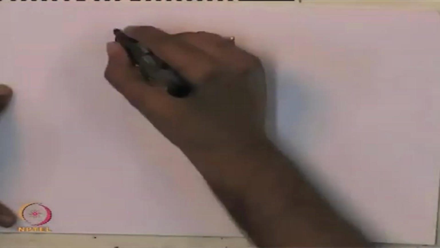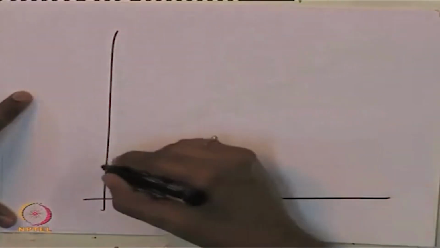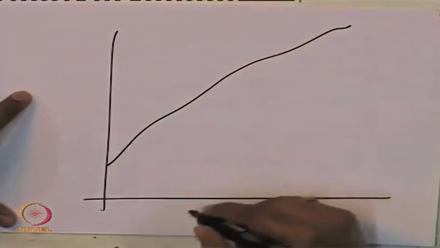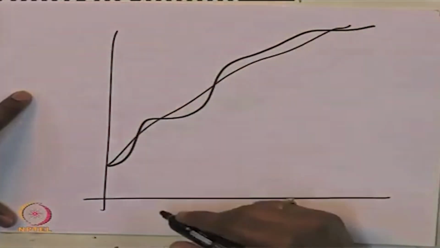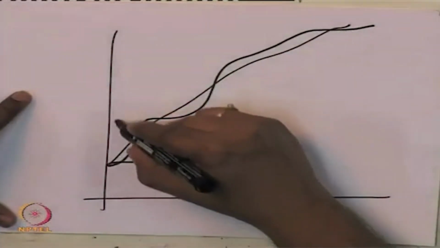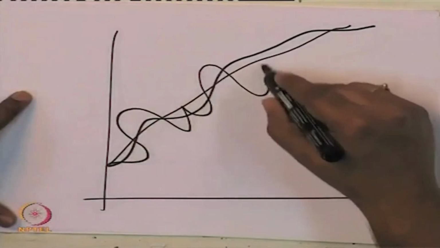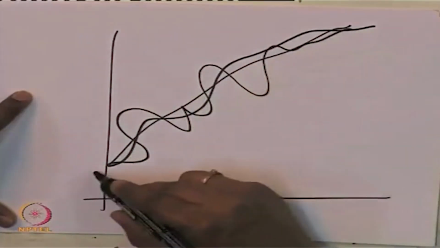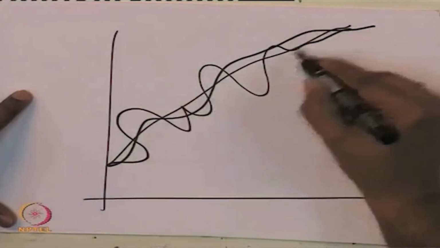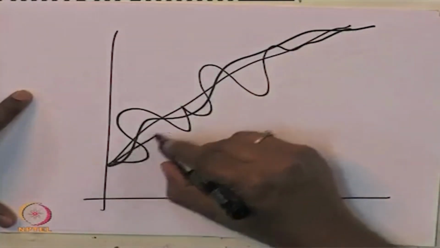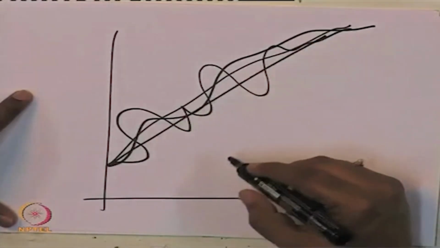You can think of doing many experiments. Let us say one experiment has length as a function of time like this, another experiment has length as a function of time like this, another like this. All of them on average have the same slope, the same increase, but you can imagine that the length as a function of time can have different curves.